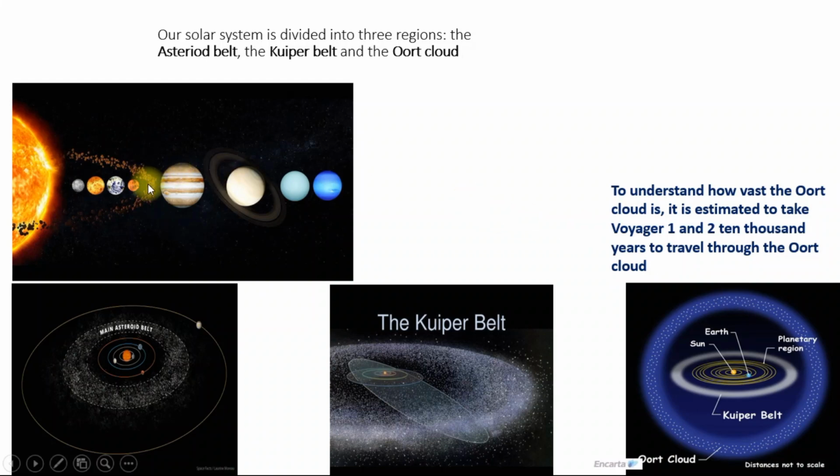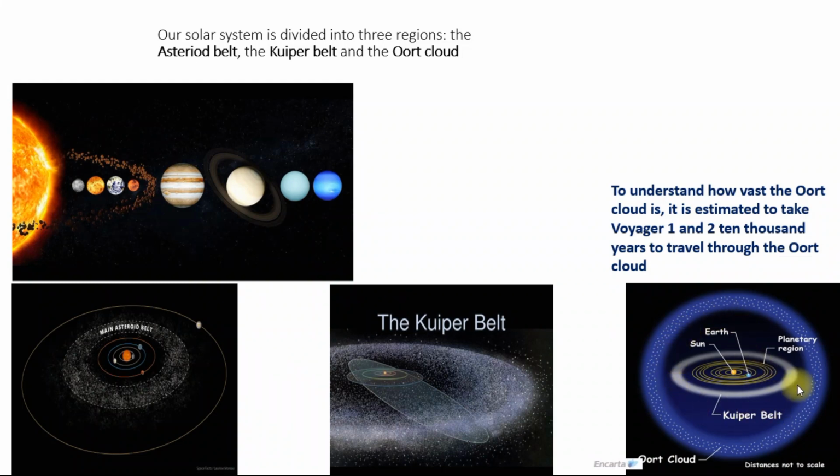The asteroid belt exists exactly after planet Mars, at this region, where we have the asteroids and so on orbiting the Sun. This region, we have the asteroid belt. Now, beyond this region, beyond Pluto, we have the Kuiper belt. And beyond the Kuiper belt, we have the Oort cloud. The Oort cloud exists beyond the Kuiper belt region.